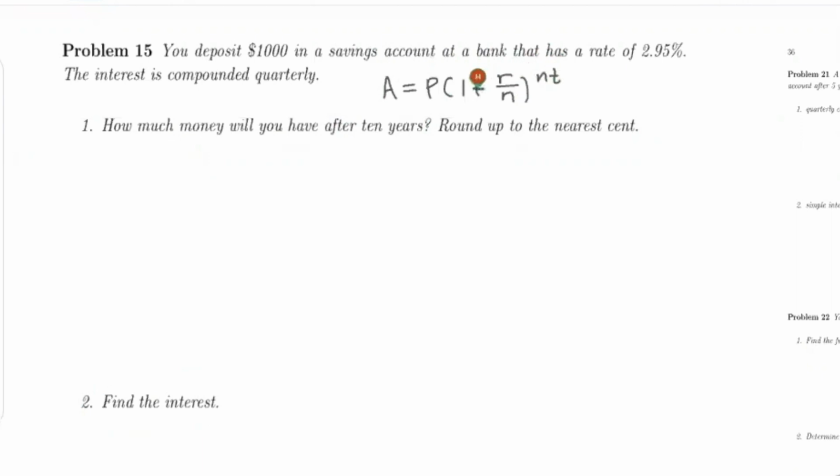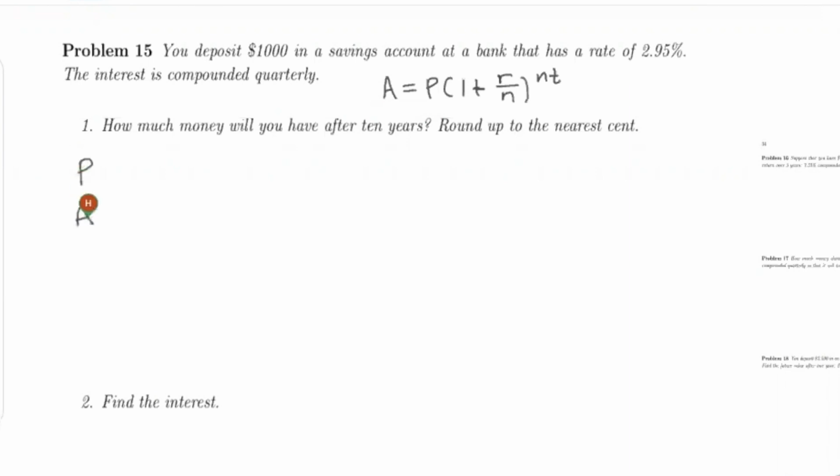I'll give you a few minutes. Go ahead and solve it yourself and see how much you understand how to use the formula. Okay, let's assign the letters: P, A, R, N, T. Teddy, what do you put P equal to? $1,000. Very good. P equals $1,000.